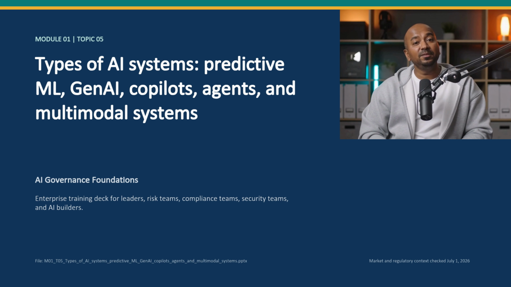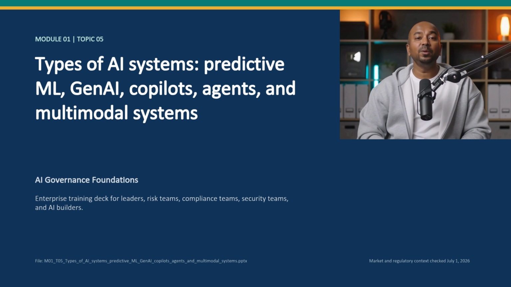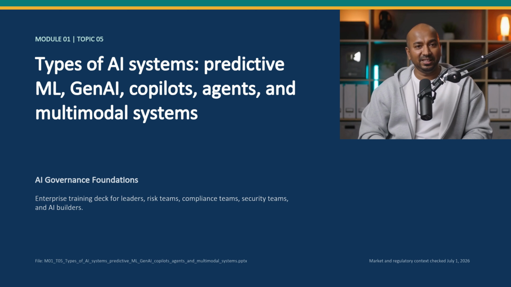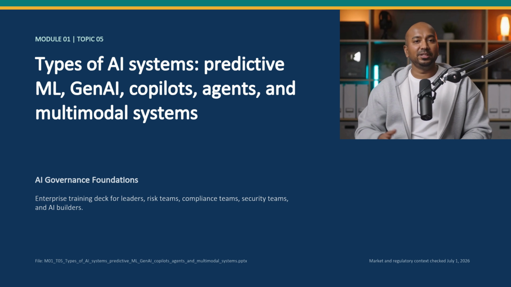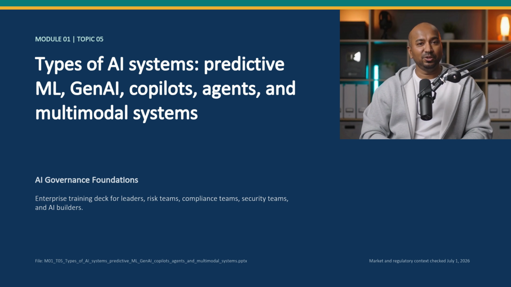The main question for this topic is simple. How does types of AI systems, predictive ML, Gen AI, copilots, agents, and multimodal systems change the way an enterprise makes decisions, assigns accountability, operates controls, and proves that the controls work? As we go through the slides, listen for the movement from idea to execution. We will start with the concept, then move through risks, workflow, tools, implementation, and a short classroom exercise.